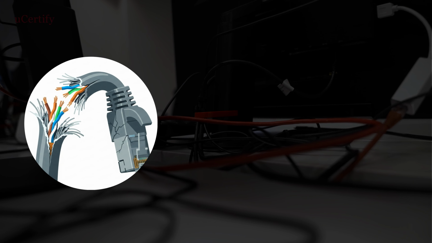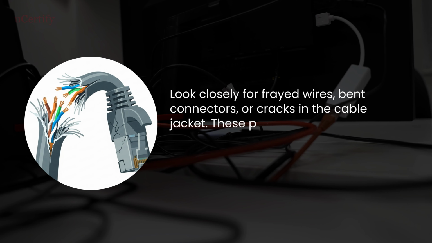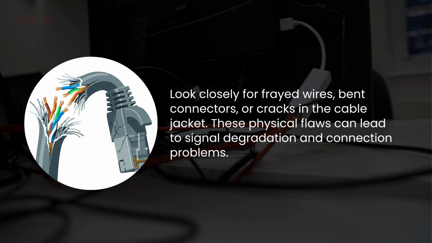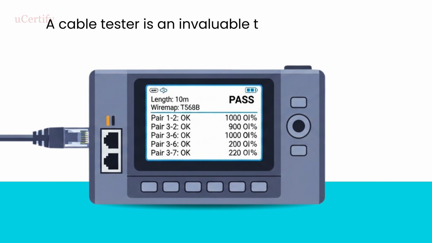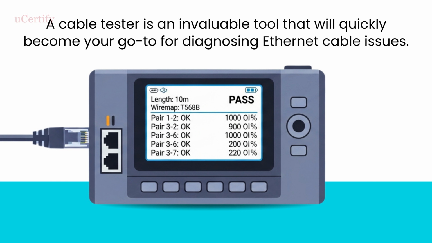Before you grab any tools, take a moment to visually inspect your Ethernet cables for any obvious signs of damage. Look closely for frayed wires, bent connectors, or cracks in the cable jacket. These physical flaws can lead to signal degradation and connection problems. A cable tester is an invaluable tool that will quickly become your go-to for diagnosing Ethernet cable issues.